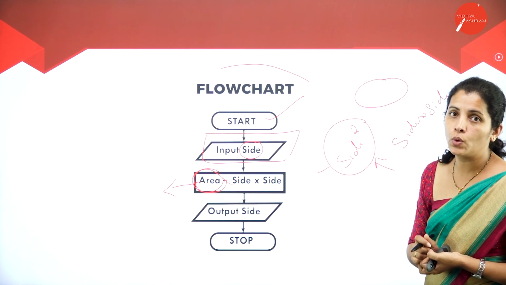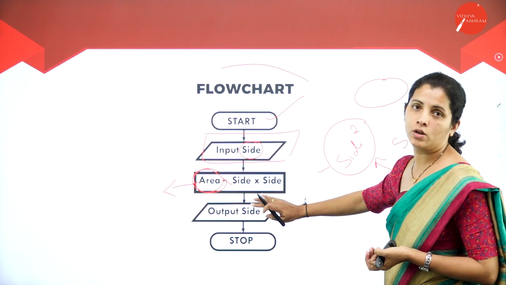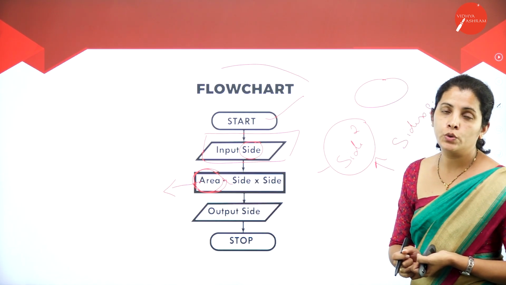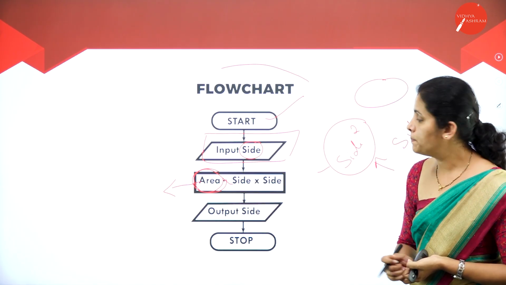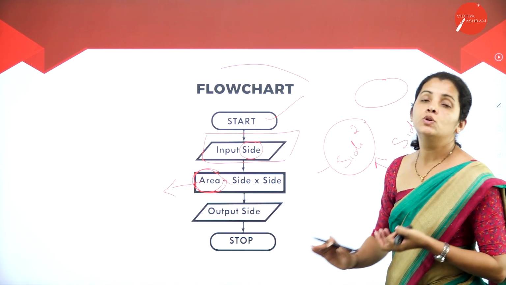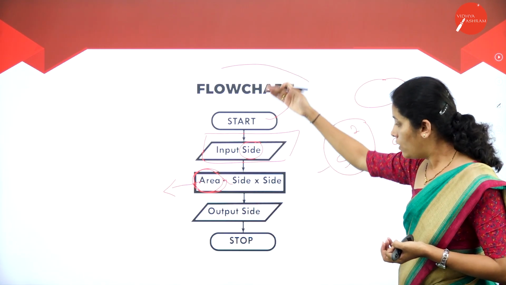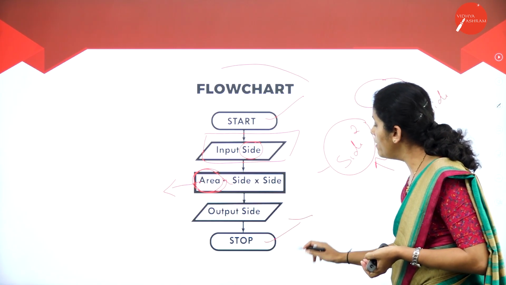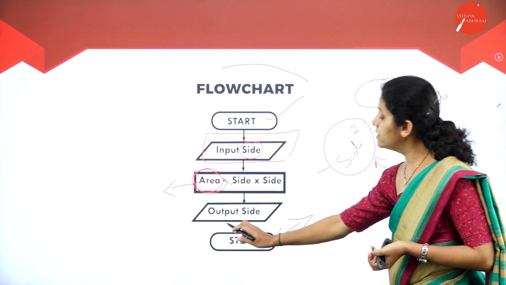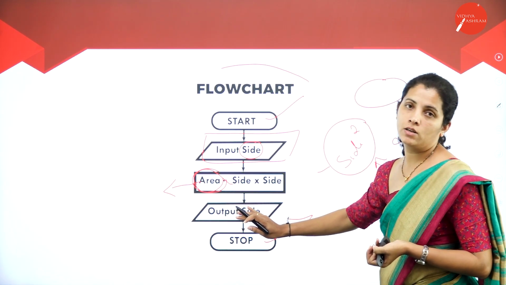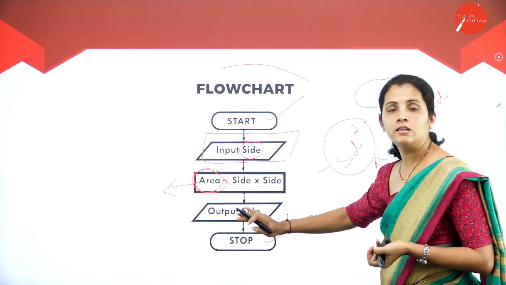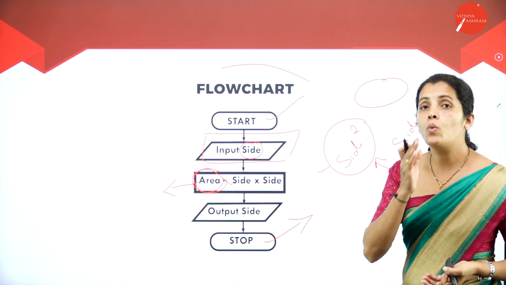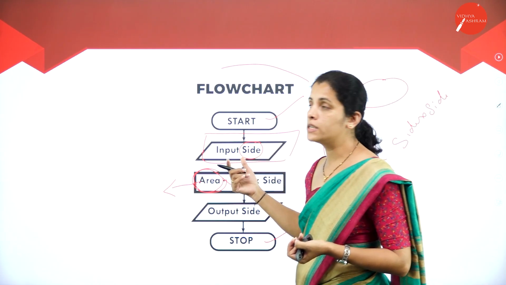Now what do I want to do? I want to display the output. Once again, to display my output, I'm going to use a parallelogram. And at the end, to stop my algorithm or program, I'm going to use the oval once again. So here I'm going to use the oval to indicate this is the termination point, or the stop point. So what are the symbols I'm going to use here?